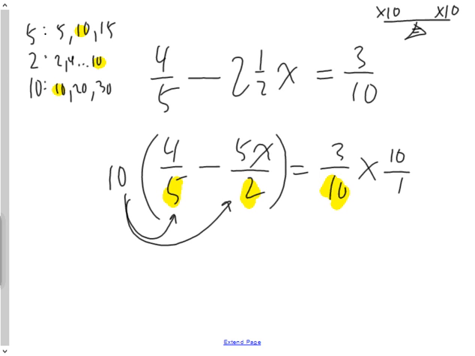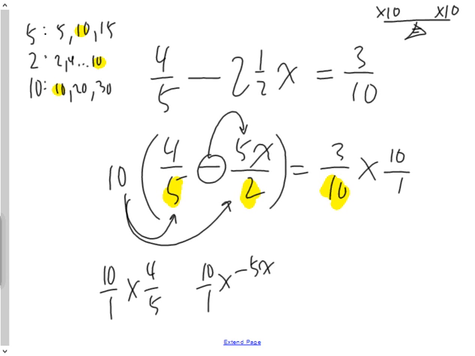And when you get to this point, keep your whole number over 1, for those of you who struggle with multiplication a little bit. So 10 is going to be multiplied by 4/5. 10 is going to be multiplied by, now this negative sign, just slap it in with your numerator here just to remind yourself it's going to be a negative term. Negative 5x/2. And then it's going to be 3/10 multiplied by 10/1.